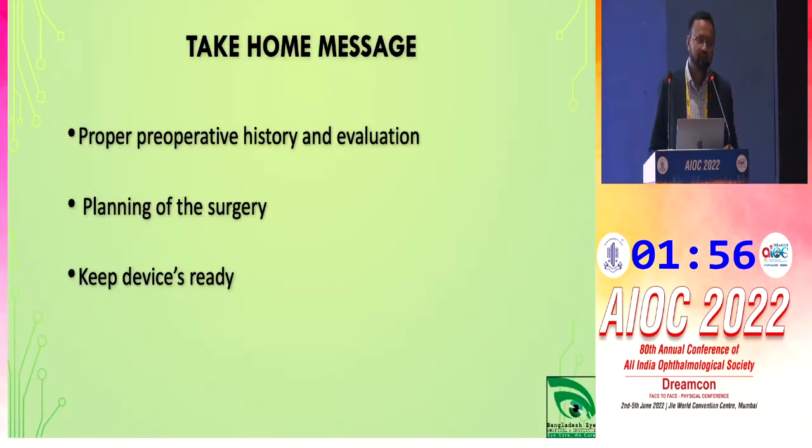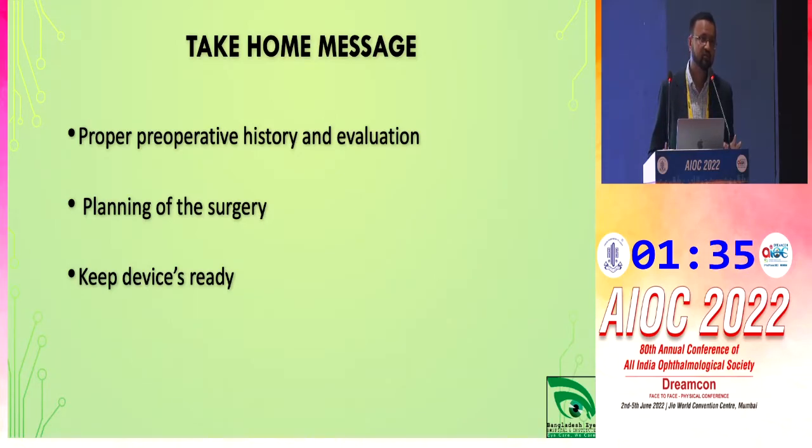And so for the cataract management in small pupil, this is the planning for the surgeon. The surgeon has to have plan A, plan B, plan C, and any of the plans could be changed in the intraoperative situation. So the most important is the proper preoperative history and evaluation. That is the most important part.